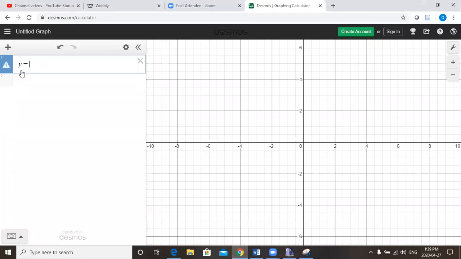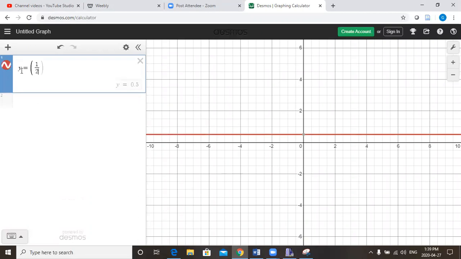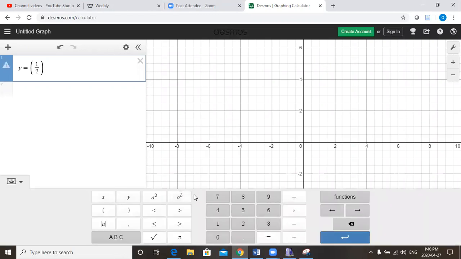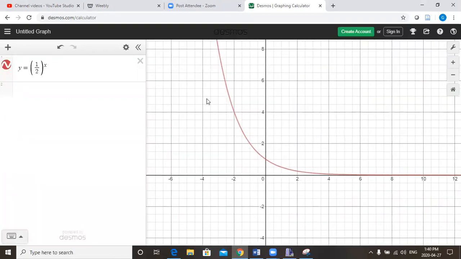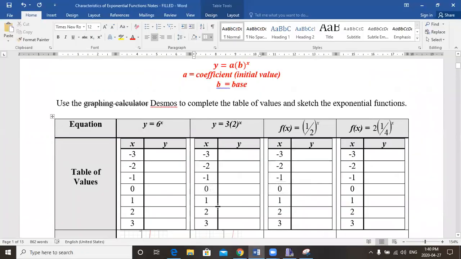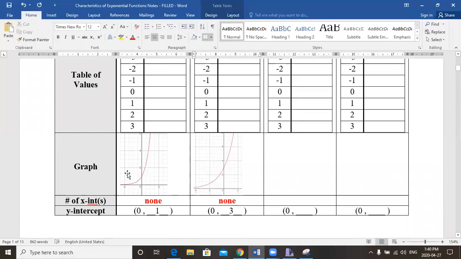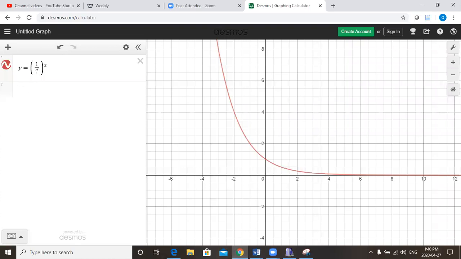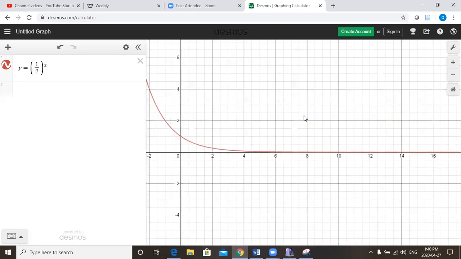Y equals bracket 1/2, so 1 over 2 or 0.5, and then to the power of x, so a to the x. And look what happens to the graph. Okay, the graph switches directions. Whereas when the base was greater than 1, you notice that the graph increased as you went left to right, the y value gets larger. Now, when the base is between 0 and 1, as we go from left to right, the y value gets smaller and it reaches 0 but never touches it.